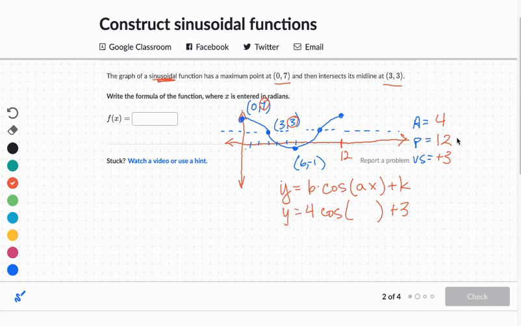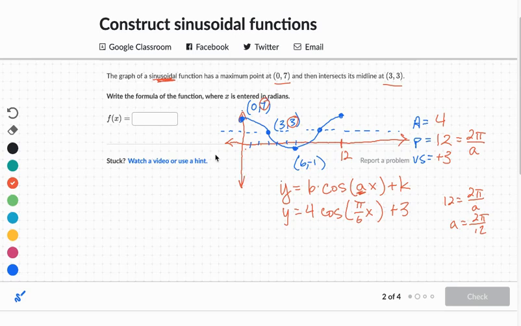This period is always 2 pi over a, the number that's the coefficient of x. So we could just do a quick little switch here if we solve this. 12 equals 2 pi divided by what? Well, that would mean that a is 2 pi over 12. Let's reduce that. 2 pi over 12, you could reduce that down to pi over 6.